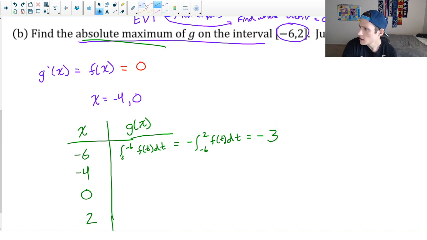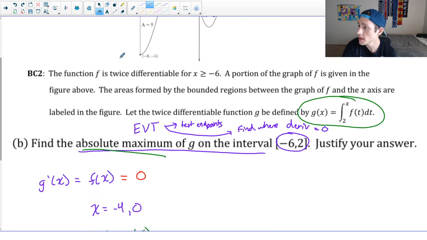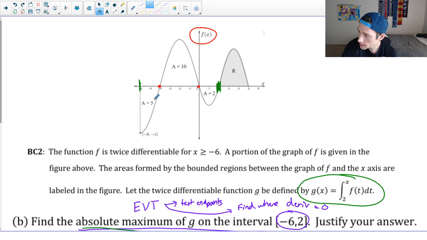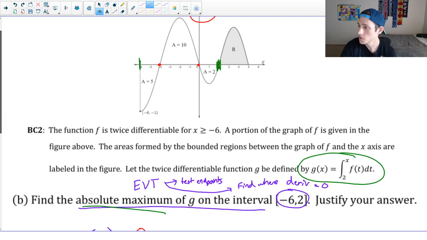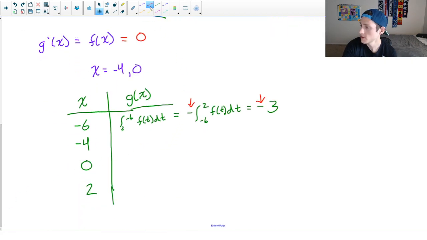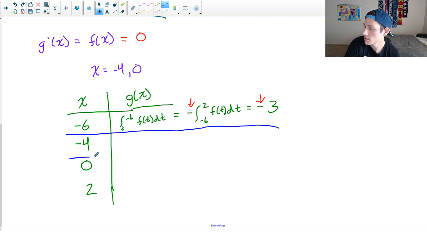But we had this negative that we got just from swapping the bounds. This negative does not come from there actually being a negative area between those two boundaries. Since we swapped the bounds, that's where that negative came from. But the 3 came from doing -5 plus 10 plus -2, just adding up those 3 areas. Okay, so -3. Let me make some lines here to make sure that this is a little easier to read.